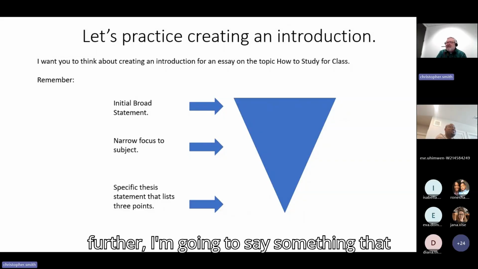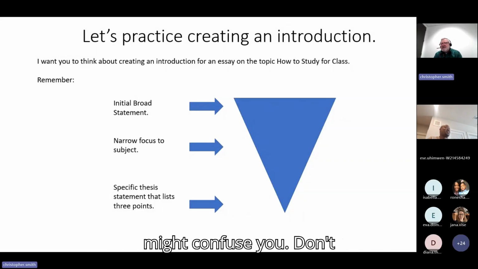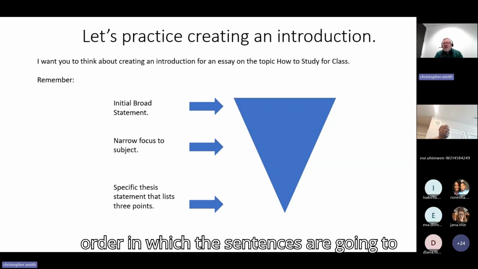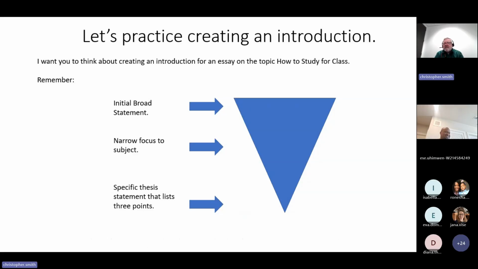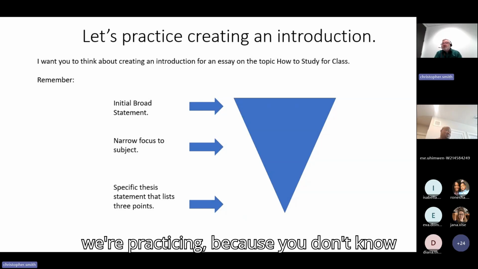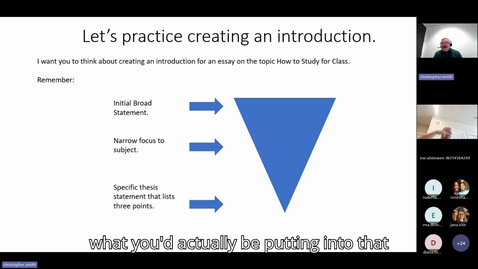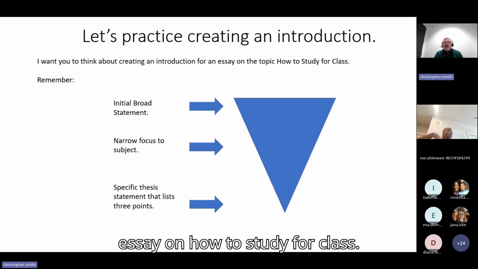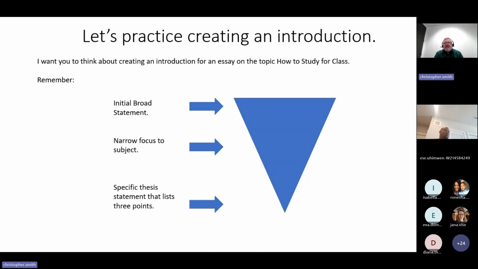And before we go any further, I'm going to say something that might confuse you. Don't write your introductory paragraph in the order in which the sentences are going to come in the paragraph. Especially in a case like this where we're practicing, because you don't know what you'd actually be putting into that essay on how to study for class. Instead, let's first think about that specific thesis that lists 3 points.